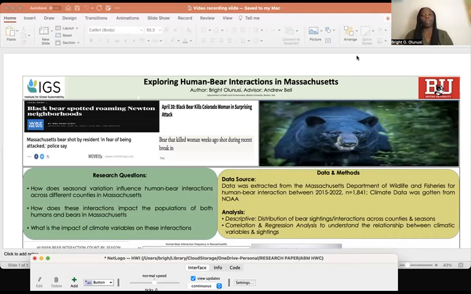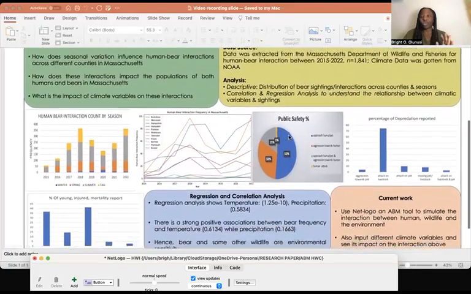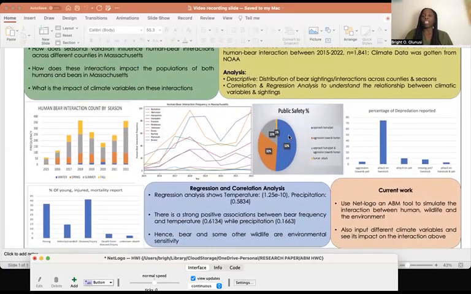During the summer, I worked with IGS analyzing human-bear interaction in Massachusetts, and a lot of interesting results were found, one of which was that summer season had the highest interaction reports. Not just that, a lot of people recorded concerns towards their safety. For example, some bears were aggressive towards pets and towards humans.